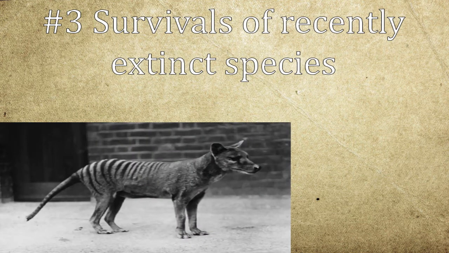The third type is survivals of recently extinct species. These are animals that were confirmed to exist, but have since been declared extinct. The most famous and debated example of this is the Tasmanian tiger, which was a small marsupial that lived on the island of Tasmania before being declared extinct in 1982. Despite this, sightings of the creature have continued as recently as 2018, making it a cryptid.